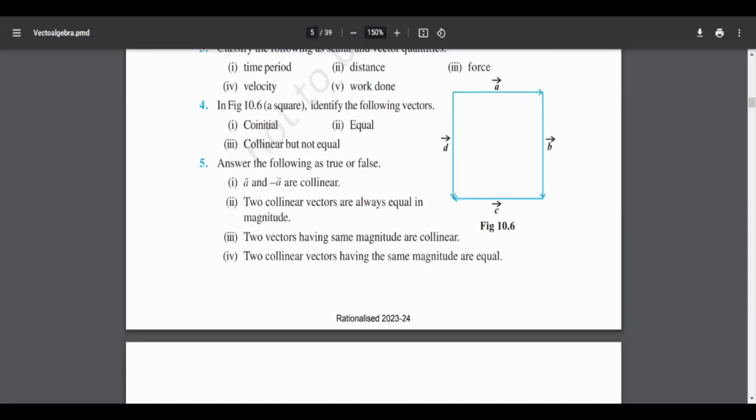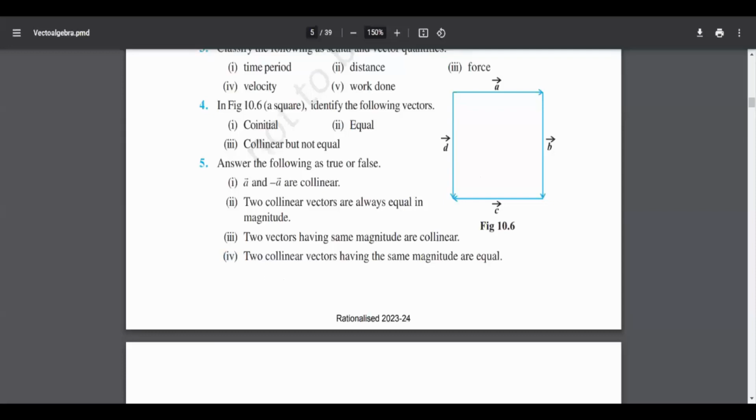Two collinear vectors having the same magnitude are equal. So this is also false, because equal vectors are vectors having both the same magnitude and the same direction. Collinear vectors may have opposite directions, for example A and minus A. So they are not equal. A and minus A are collinear and have the same magnitude but are not equal. So this is also false. So our answers are true, false, false, false.